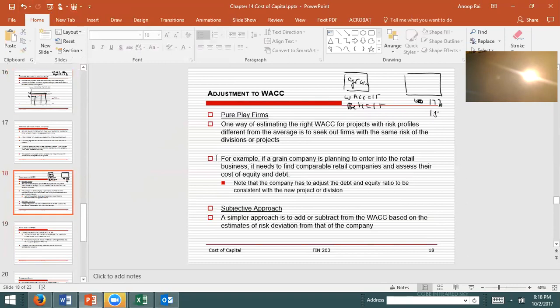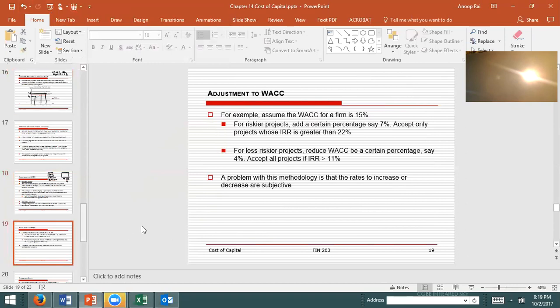An alternative way is a subjective approach. And that's what most firms actually end up doing. Let's say the weighted average cost of capital for you is 15%. Well, what you could say is if I have a riskier project, then I would demand 7% more. So I'll only accept projects with IRRs greater than 22%. For less risky projects, then I'll just come 4% down. I'll accept projects whose internal rate of return or any rate of return is 11% or greater. But of course, this is very subjective.